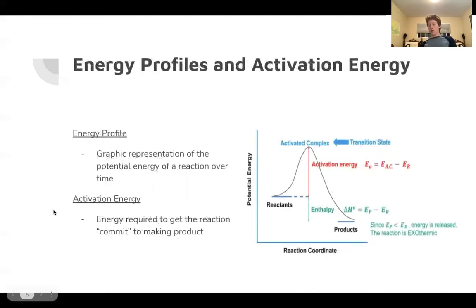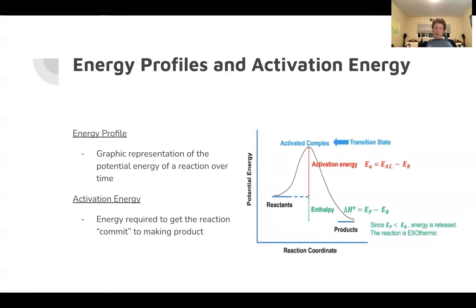And then energy profiles and activation energy. An energy profile, like the one you see on the right, is a graphic representation of the potential energy of a reaction over time. As you can see for this one, which is an exothermic reaction, potential energy increases and then decreases from the reactants to the products.